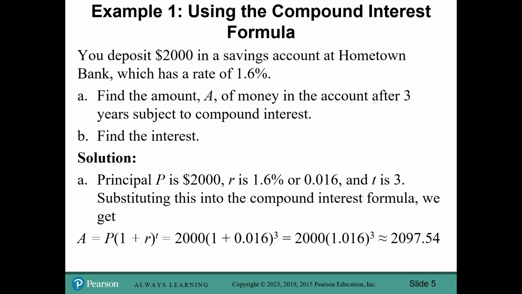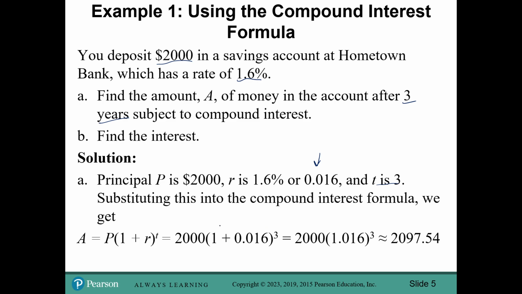So let's look at A, finding that money at the end of that 3-year term. The principal P is $2,000. We saw that right there in the original problem. R is 1.6%. There's your rate, and of course we need to write this as a decimal, and that's where we get 0.016. T is 3 because we are trying to find it after 3 years.